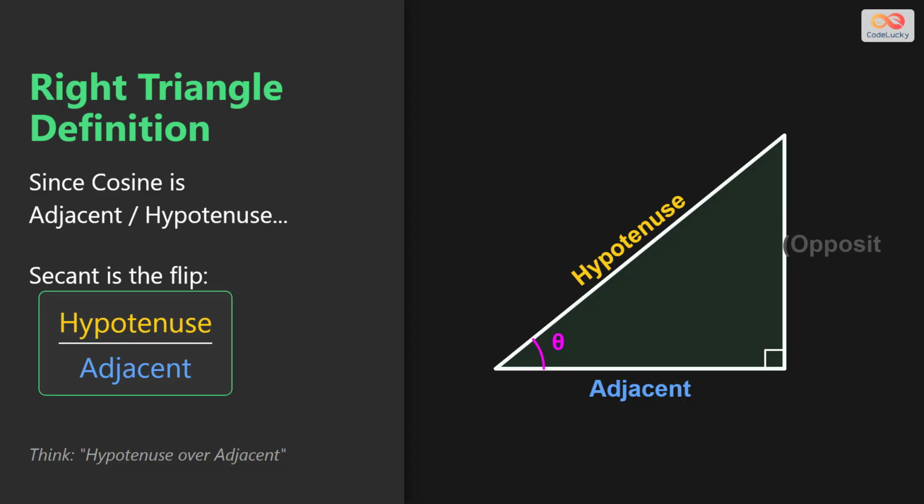Now let's look at this in the context of a right-angled triangle. You probably remember CAH-TOA. We know that cosine is adjacent over hypotenuse. Since secant is the reciprocal, we just flip that ratio. So, secant is defined as the hypotenuse divided by the adjacent side. A good way to remember this is that secant is the length of the hypotenuse relative to the adjacent side.